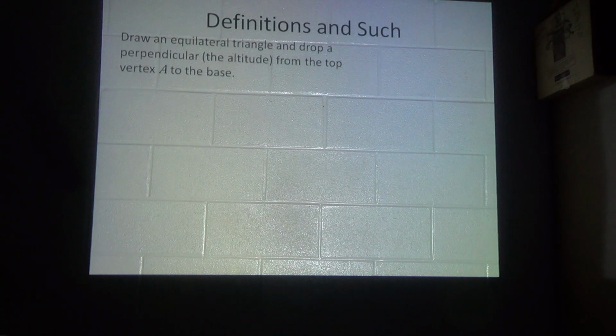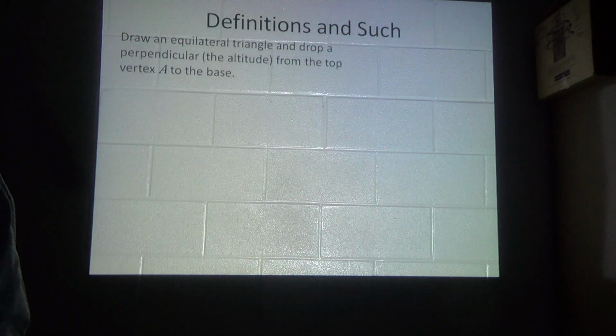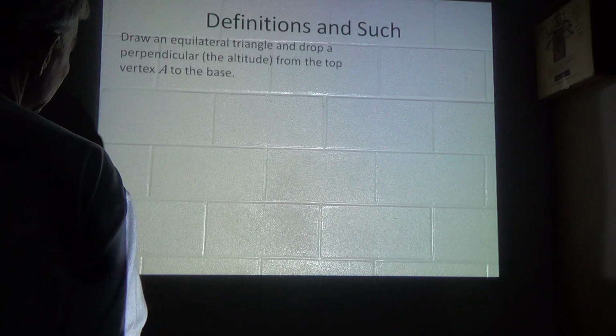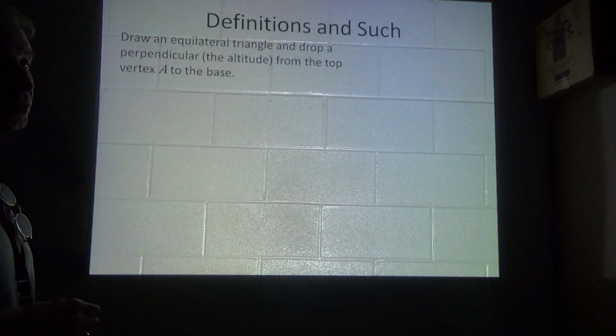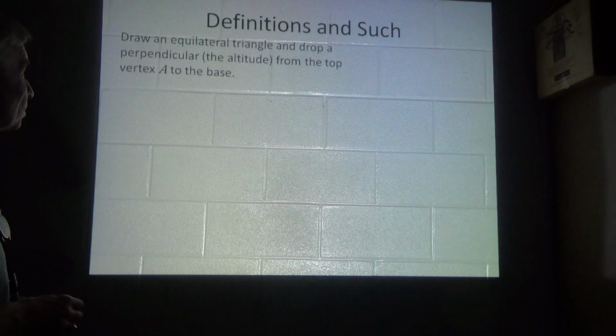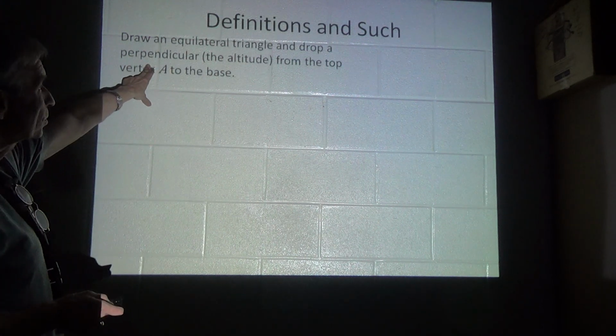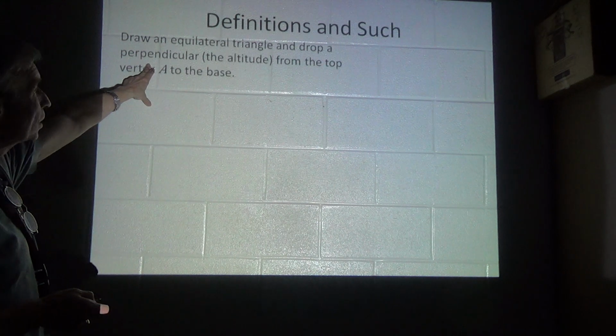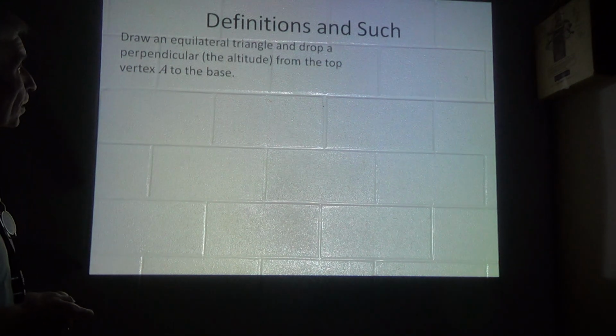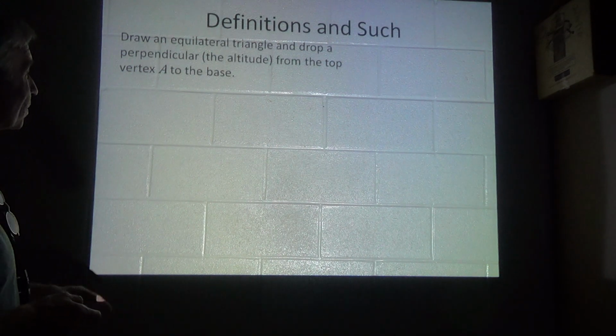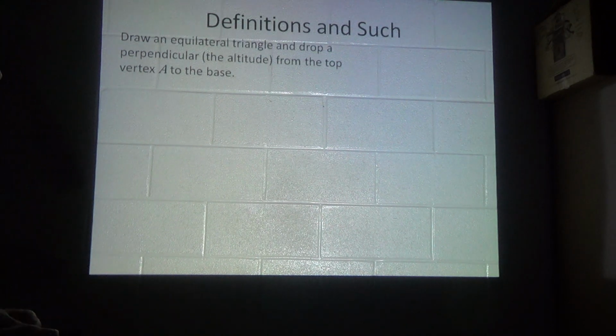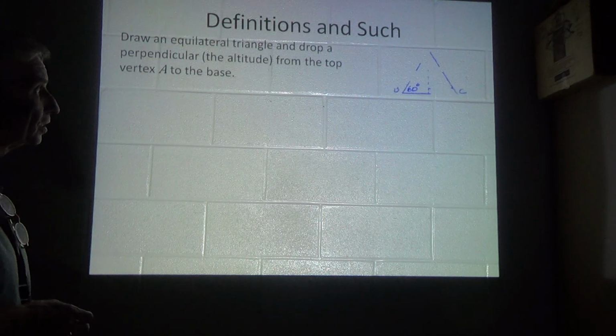First thing we got is definitions and such. The first place you start out with this is you draw an equilateral triangle. It doesn't really matter what size you make it, but the thing that makes it easiest to see what's going on is if you make each side of it 2. Then once you get the equilateral triangle with all sides of 2, you drop a perpendicular, an altitude, from the top vertex A to the base. So it's going to look something like this.